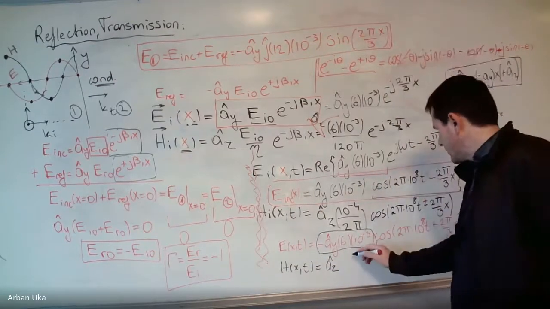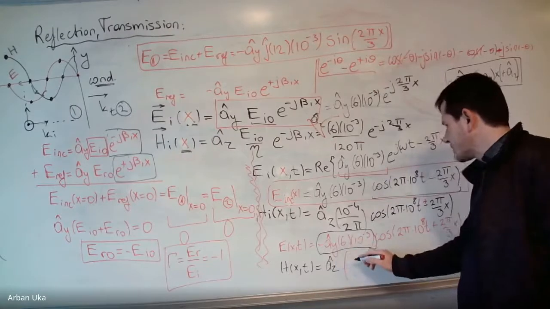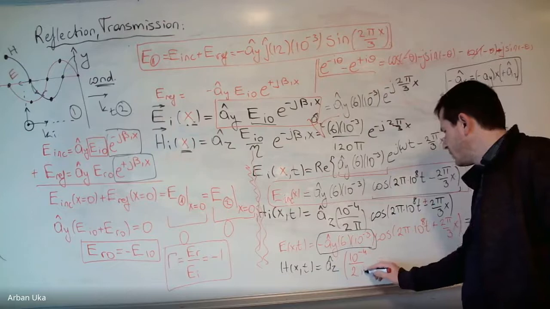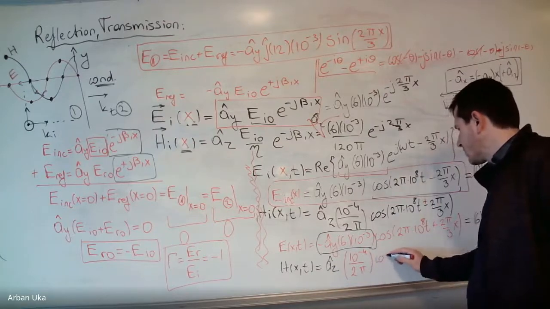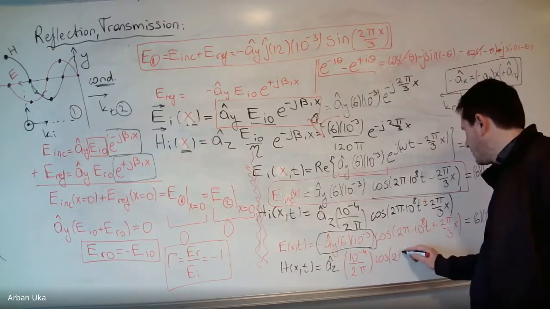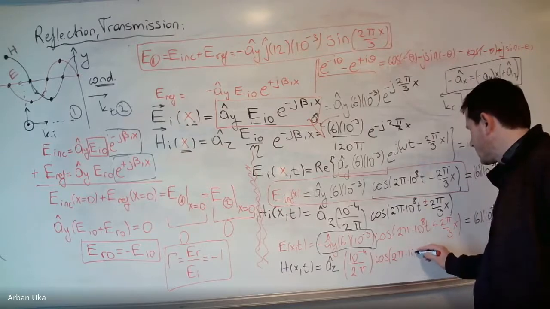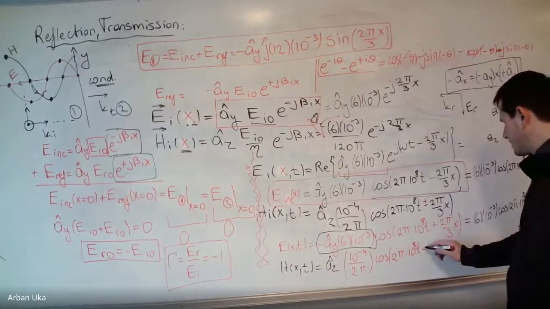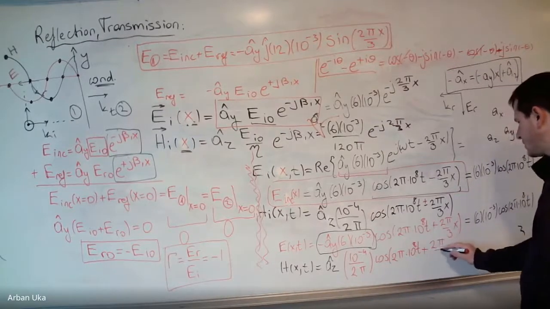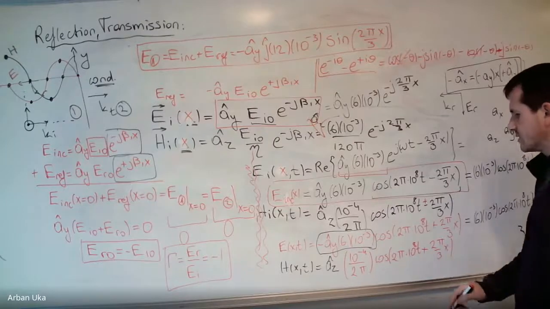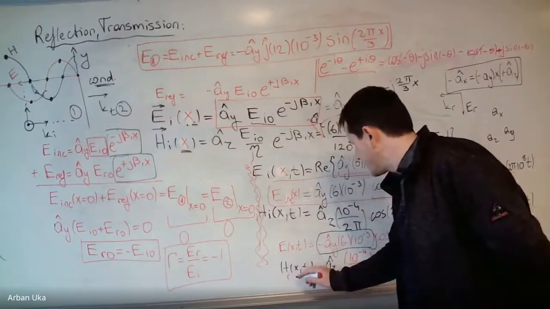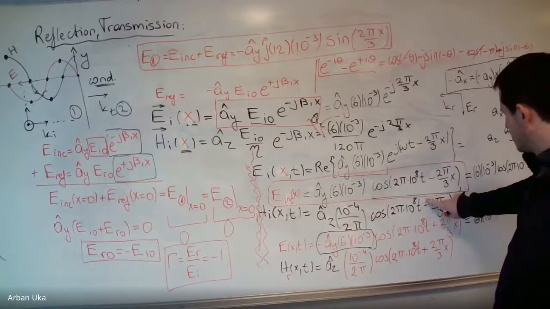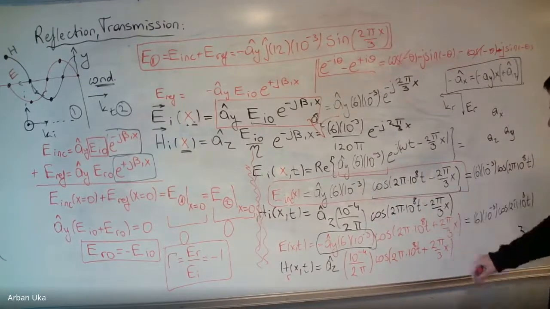This is AZ. This direction is not changing. 10 to the power -4 over 2 pi times cosine of 2 pi times 10 to the power 8 t plus 2 pi over 3 x. This is the reflected wave. And the incident wave is like this. So we need to add these two terms.